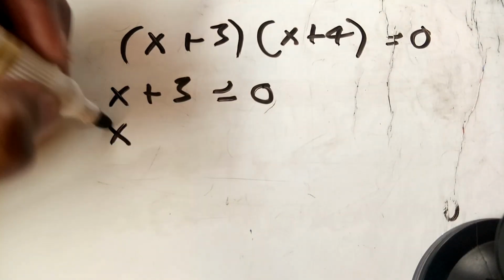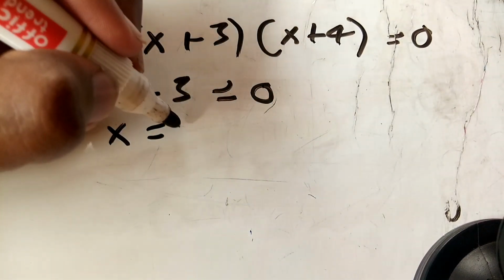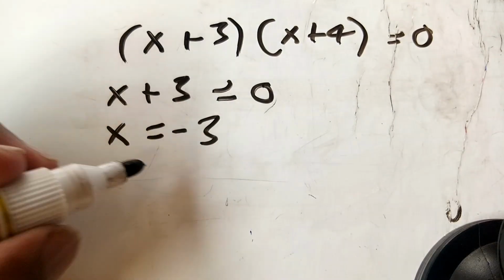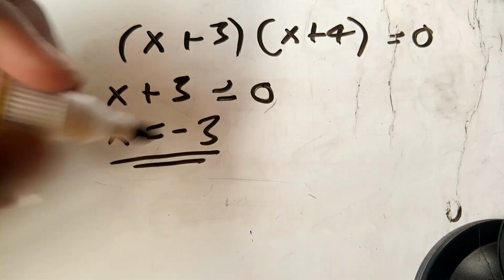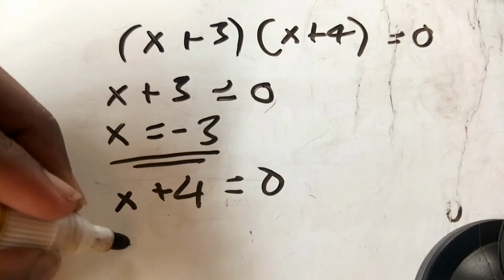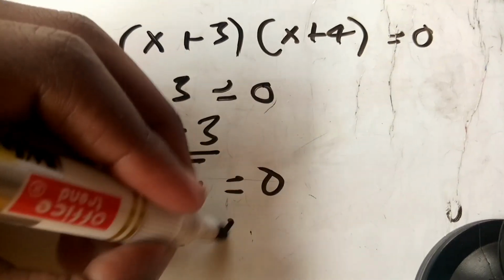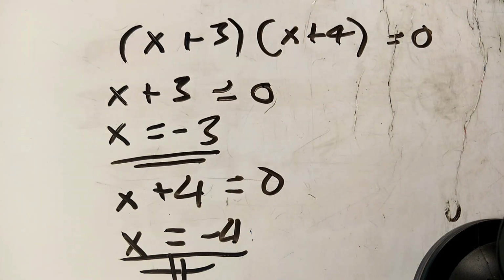We're going to say x is equal to, this 3 will cross the equals sign and become minus 3. So therefore, our x value is negative 3. And also the other one, we say x plus 4 is equal to 0, and we're going to take that to the other side, and it becomes x is equal to negative 4. So therefore, our values of x are negative 3 and negative 4. So I hope you have understood that.